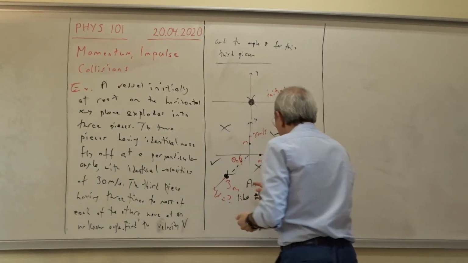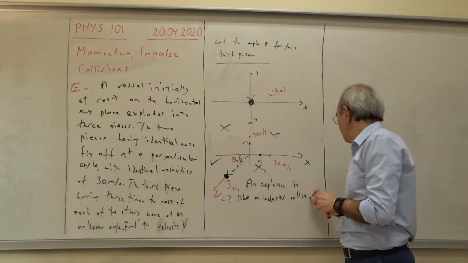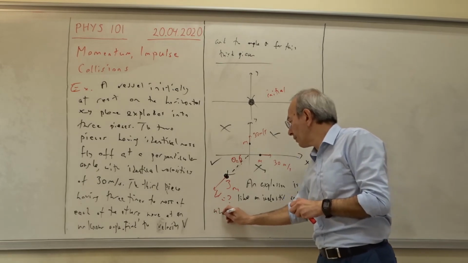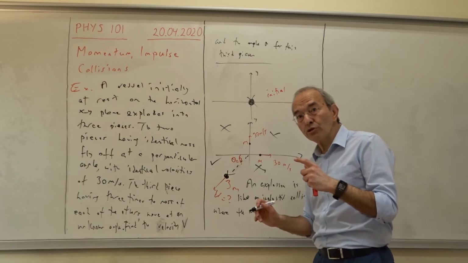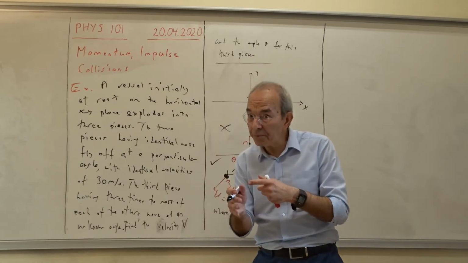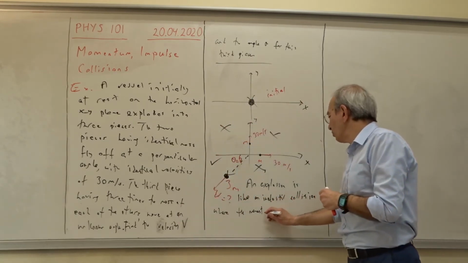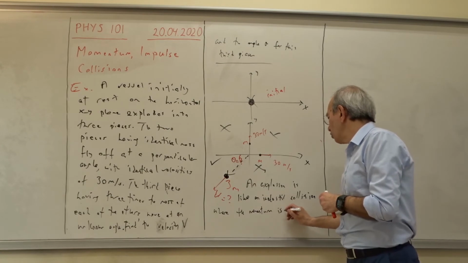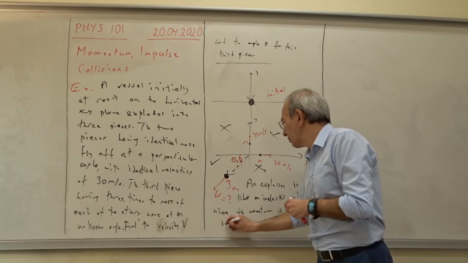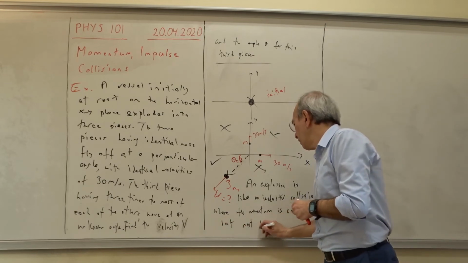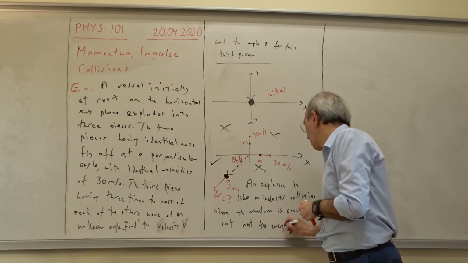Okay, so an explosion is like an inelastic collision where the momentum, of course, is conserved in the x direction and y direction separately. The momentum is conserved, but not energy.